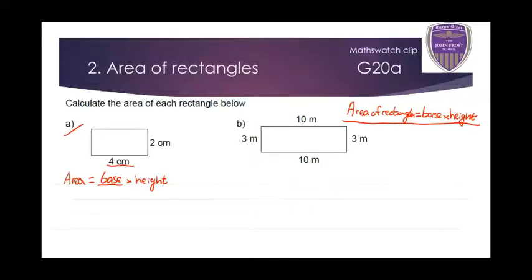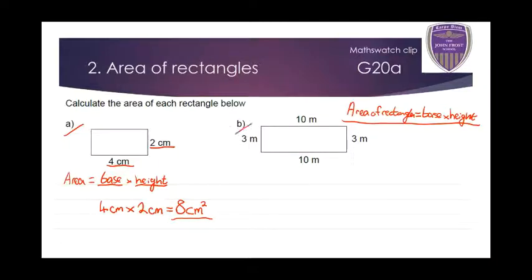Okay, so what's my base? Well, the base of the shape is 4 centimeters. So I can write 4 centimeters. And the height is 2 centimeters. So I need to multiply that by 2 centimeters. 4 centimeters by 2 centimeters. Well, that will give me 8 because 4 times 2 is 8. And because we're now dealing with area, the units will be centimeters squared. Okay, so centimeters and just a little 2 to the side of it, okay? So that's our answer for the first question, 8 centimeters squared. Let's have a look at the next one now.